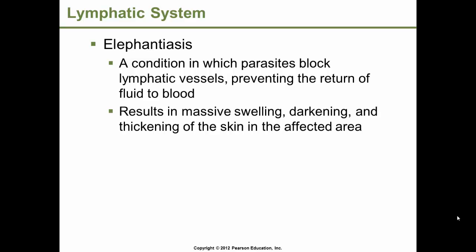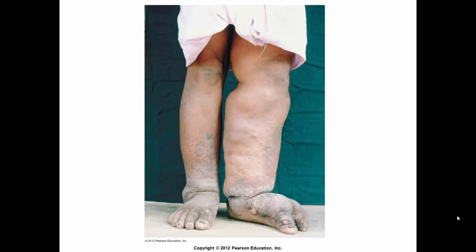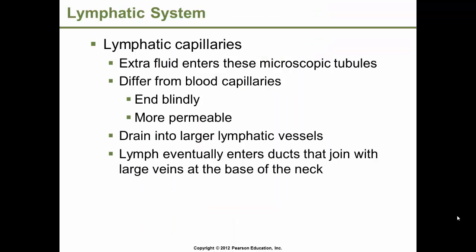Elephantiasis is a condition in which parasites block these lymphatic vessels, preventing the return of fluid to the blood. It results in massive swelling, darkening, and thickening of the skin in the affected area. Recall that lymphatic vessels, like veins, have valves preventing this backward flow. And this is the image of the elephantiasis I was talking about, where parasites block the flow of these lymphatic vessels.